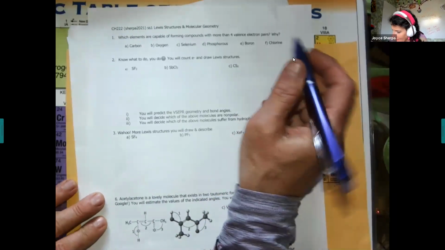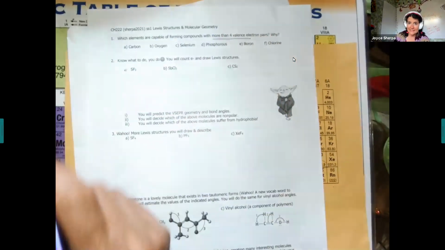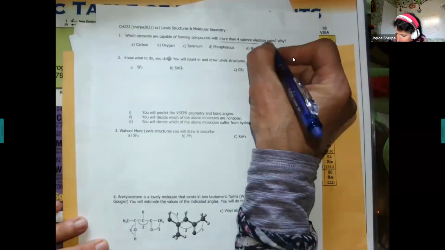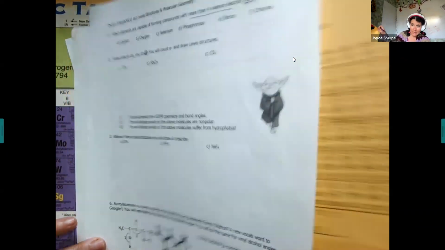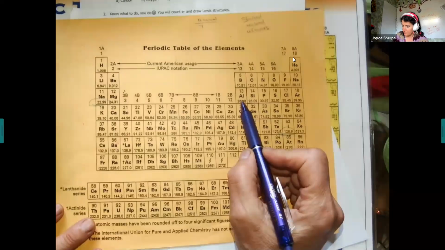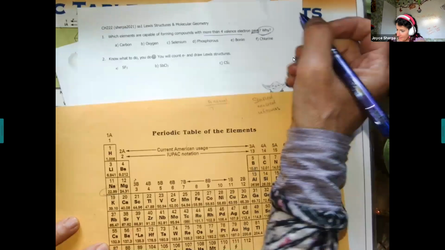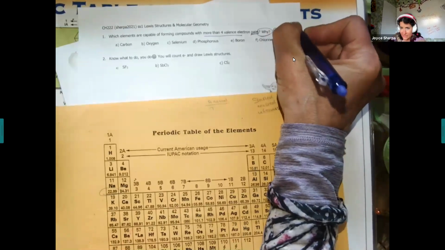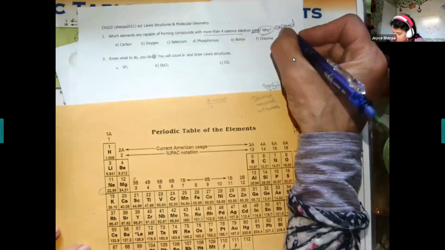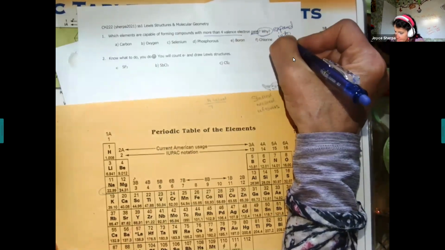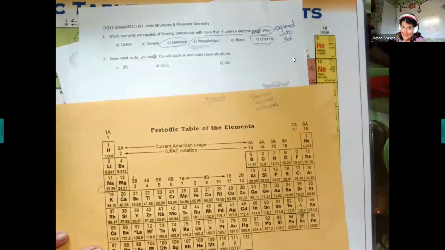All right, which ones can go more than 4? This is more than 4 valence pairs, so over 8. It is any of them that are after aluminum. Once we get into the third row, the d orbitals, they expand into the d orbitals. We actually talk about this next week quite a bit. So they expand into the 3D. That would be selenium, phosphorus, and chlorine, which can all go past that.